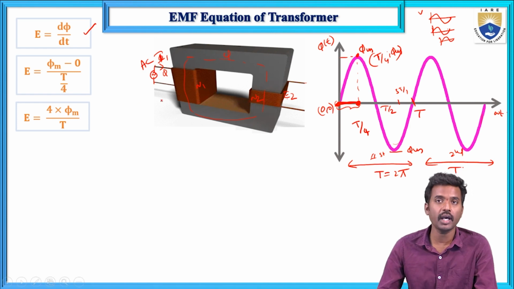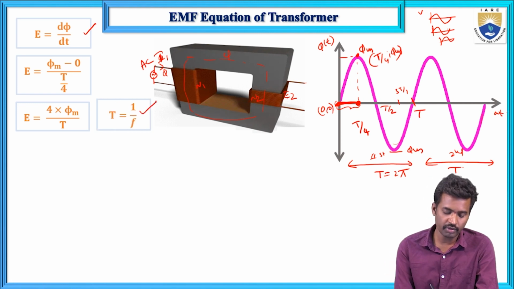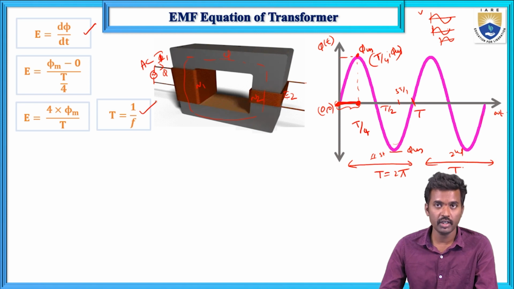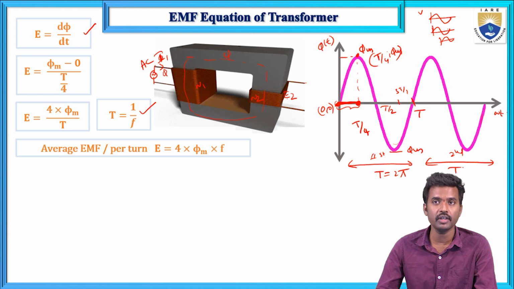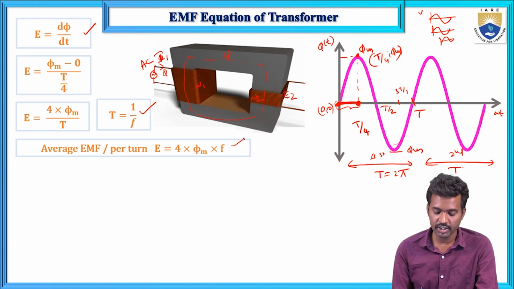Here, what is meant by time period? It is the reciprocal of frequency. Now what is the formula? The reciprocal of frequency is known as time period, T equals 1 by f. Now if you substitute in this, the average EMF per turn E equals 4 into phi m into f. So this 1 by T is known as frequency. Frequency means the number of cycles completed in a second. Frequency units are hertz. Now here, this is the average EMF.